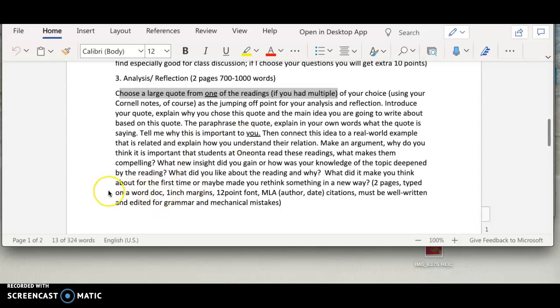Obviously, please use a Word doc and upload it to the assignment, 1-inch margins, 12-point font. Use MLA author date to cite your passages or your quotes. And obviously it has to be well written and edited for grammar and mechanical mistakes. So, this is 150 points that I will be grading you for. And I hope that this helps in terms of like what my expectations are in terms of this assignment.